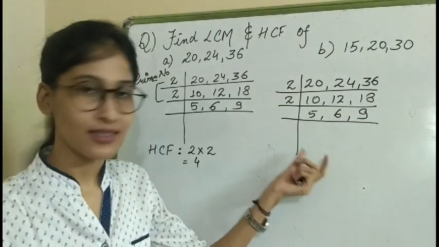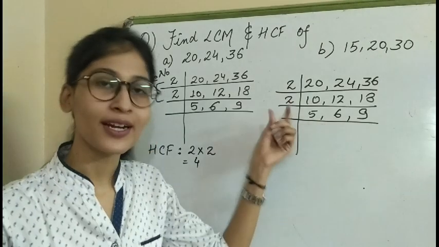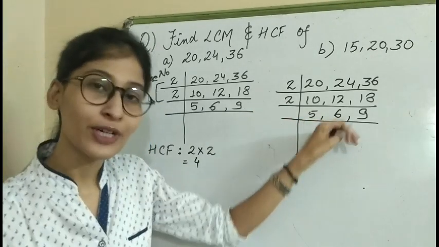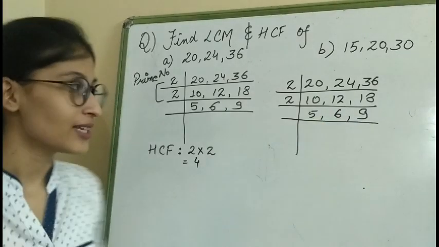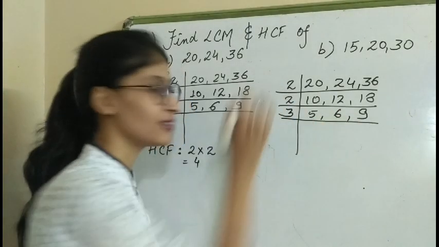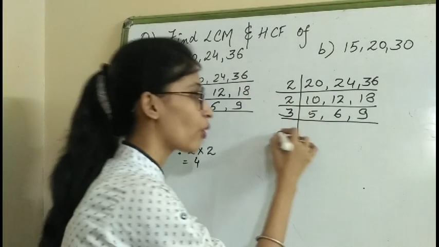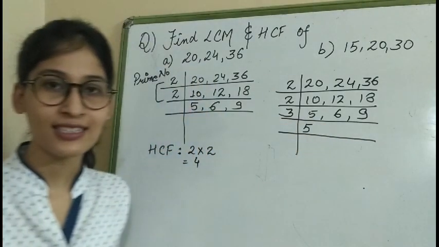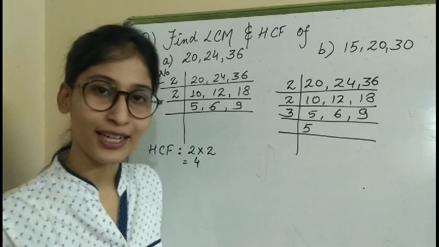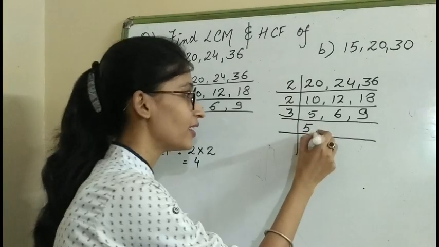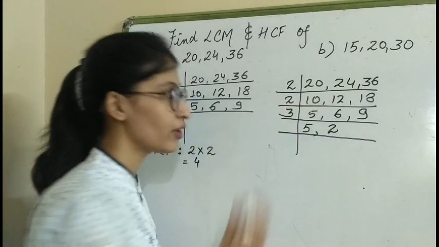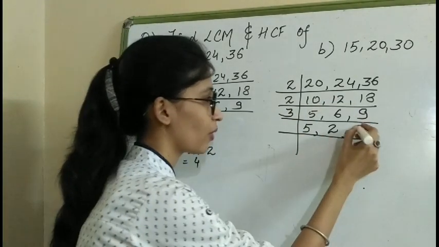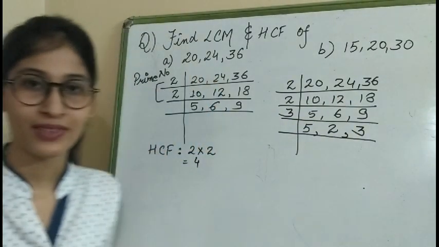So it is not necessary to write the prime number which can divide all the three. You can write any prime number by which any one of these is divisible. For example, when I am writing here 3, 5 is not divisible by 3. So I am going to copy 5 as it is. But 6 and 9 are divisible by 3. So on dividing 6 by 3, we will obtain 2. On dividing 9 by 3, we are going to obtain 3.